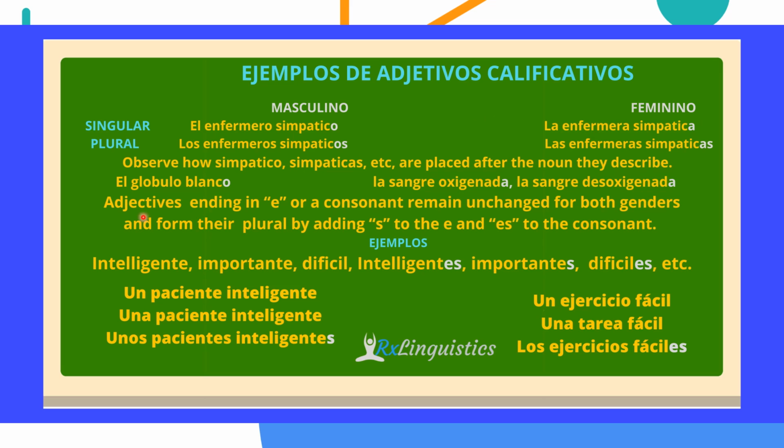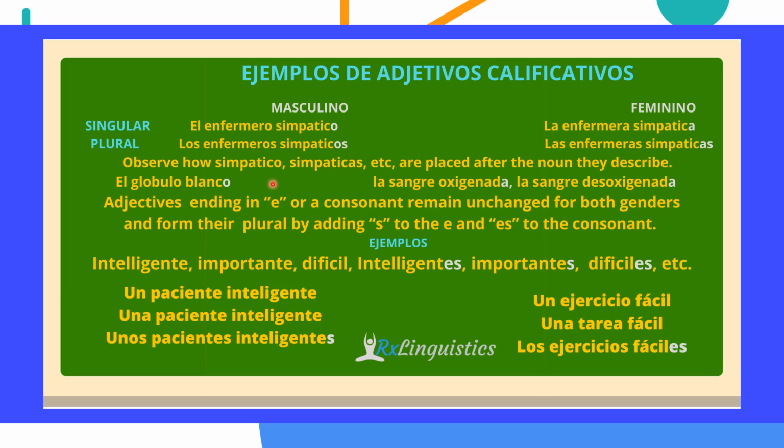Okay. If el glóbulo blanco, glóbulo, the noun, ends in O, therefore the adjective must be in agreement and also end in O, blanco. What is el glóbulo blanco? Blanco is white, glóbulo is cell. So this is white cell, okay?